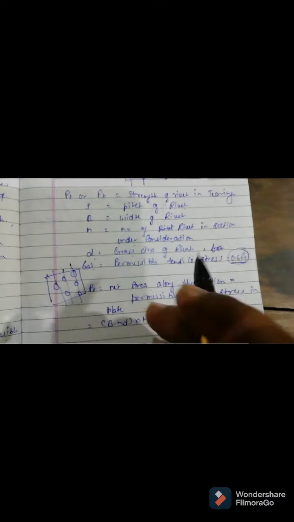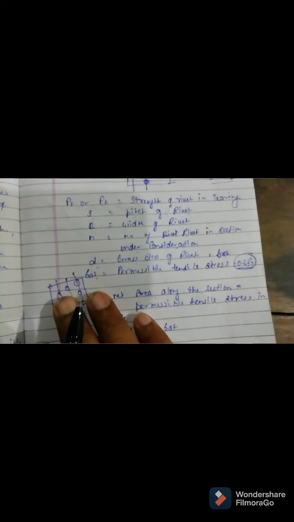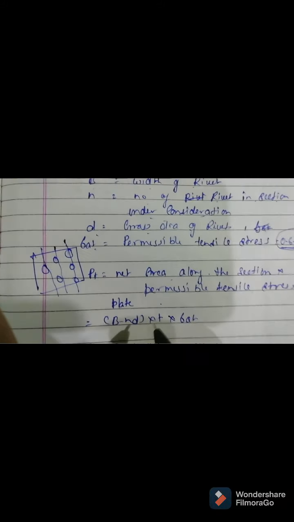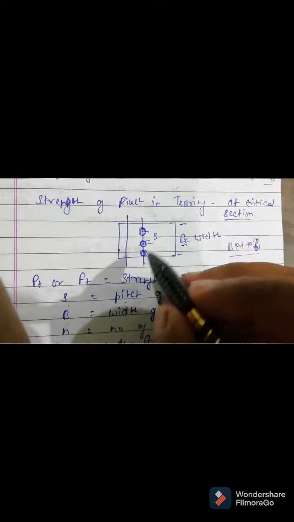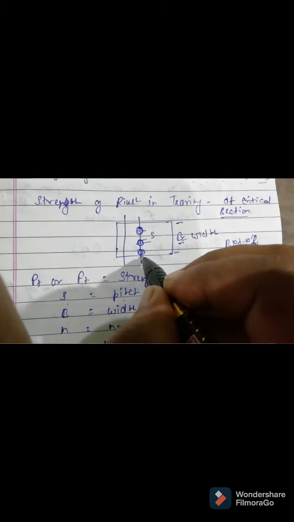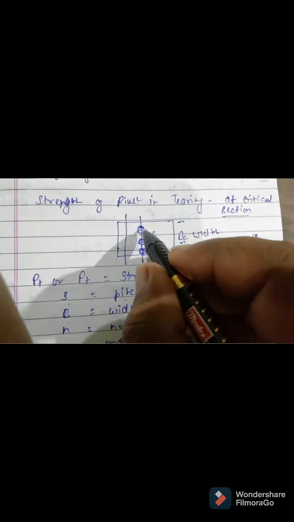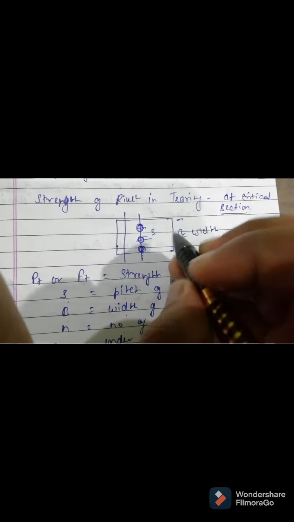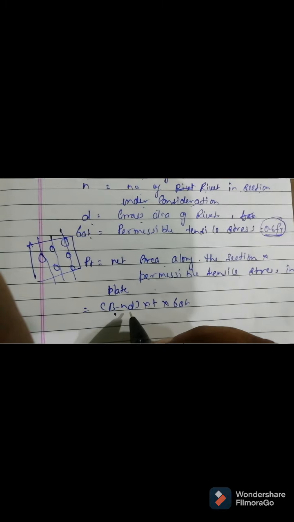So now we are going to take the tearing strength of the plate, which is B, the width of the plate, minus N into D. N is the number of rivets, 1, 2, 3, here in this case N equals 3, and D is the gross diameter of the rivet, into T, multiplied by sigma AT.